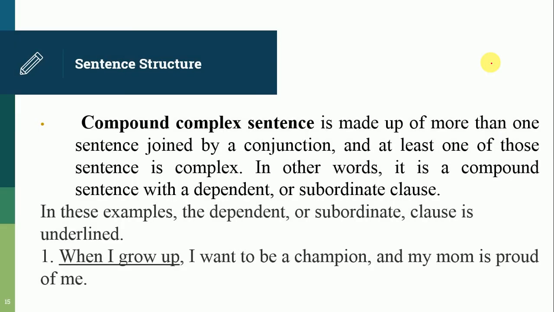Next we have sentence structure. A compound-complex sentence is made up of more than one sentence joined by a conjunction, and at least one of those sentences is complex. In simple words, a compound-complex sentence is a sentence which contains one dependent clause and two or more independent clauses. In these examples, the dependent or subordinate clause is underlined. You see, when I grew up, I went to a champion and my mom is proud of me. This is a dependent clause, this is one independent clause, and this is another independent clause. So we call it a compound-complex sentence.